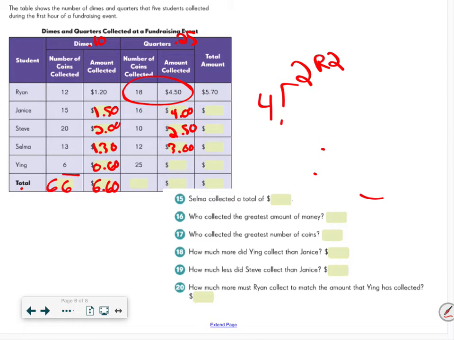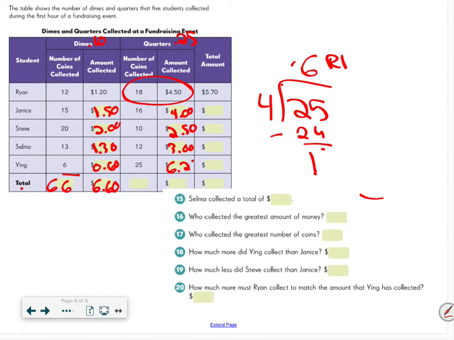And then I have 25. 25 divided by 4 is, let's see, 6, which is 24. And I have a remainder of 1, so I have $6 and 1 quarter left, so that's $6.25. Okay? Then you have to finish adding.